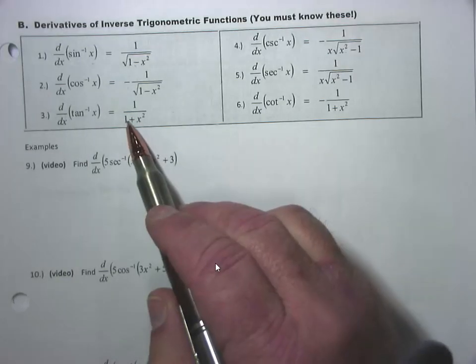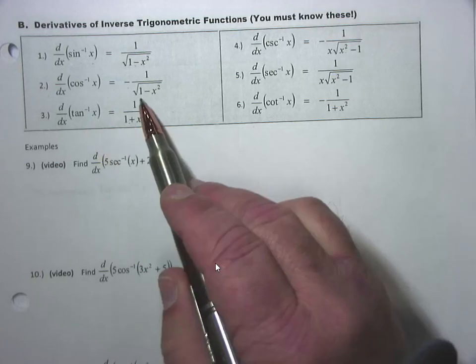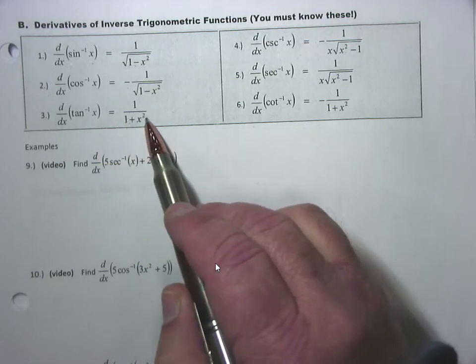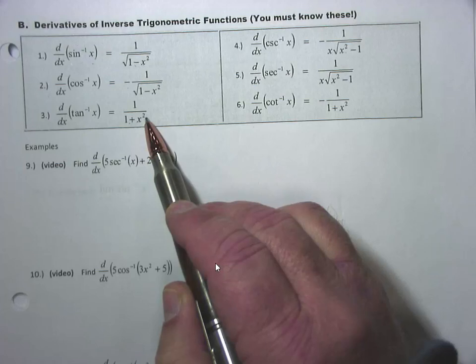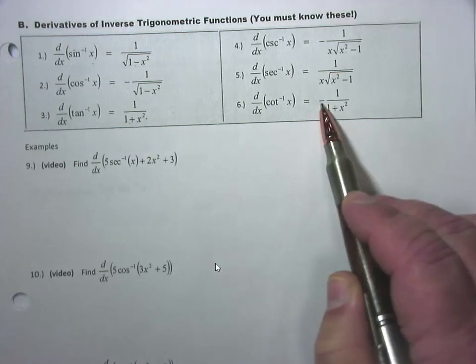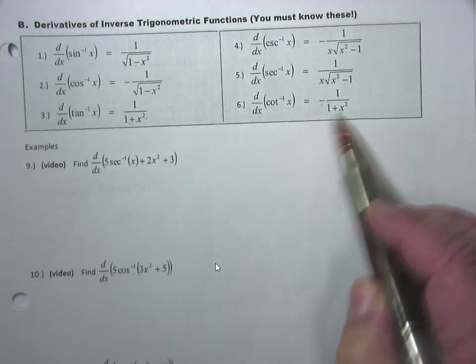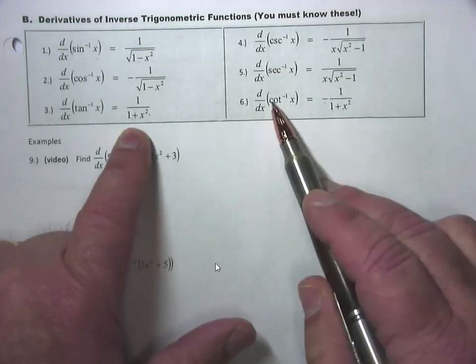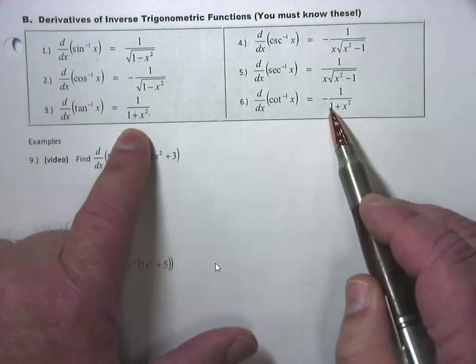What's the derivative of tangent inverse of x? It's 1 over 1 plus x squared. What's the derivative of cotangent inverse of x? It is negative 1 over 1 plus x squared. It's the same thing, but every time you take a derivative of co, it's negative.